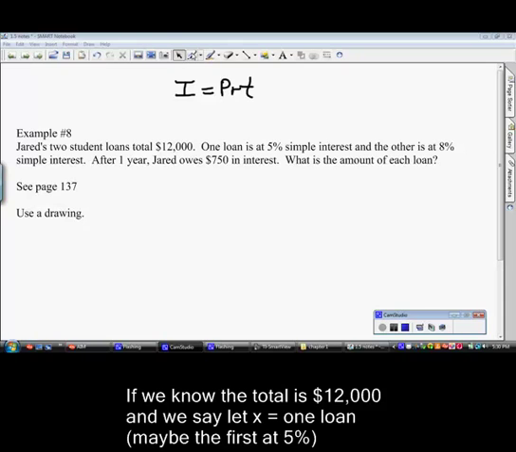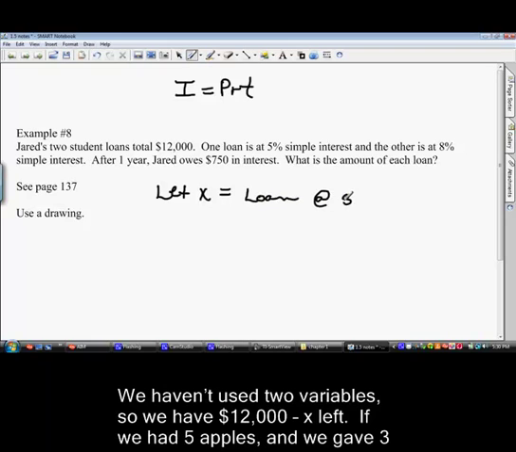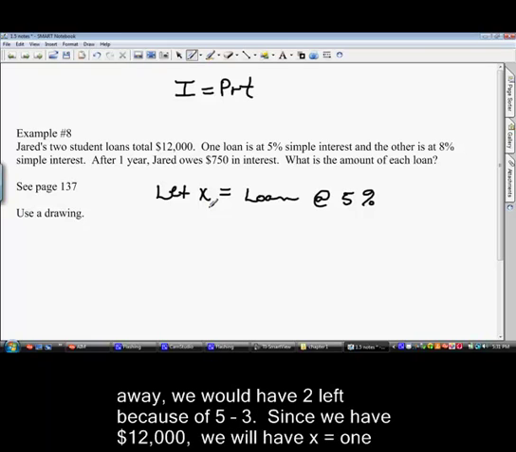And if we know that the total is $12,000, if I say let X equal one loan, maybe the first loan at 5%, and we're not yet using two variables. We haven't done problems where we've used an X and a Y. If I have a total of $12,000 and I let one be X, I have 12,000 minus X left over. It's just like if you had 5 apples and you gave 3 away. You would have 2 left, and you knew that by saying 5 minus 3.